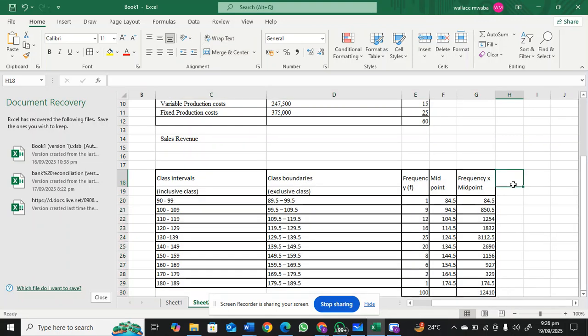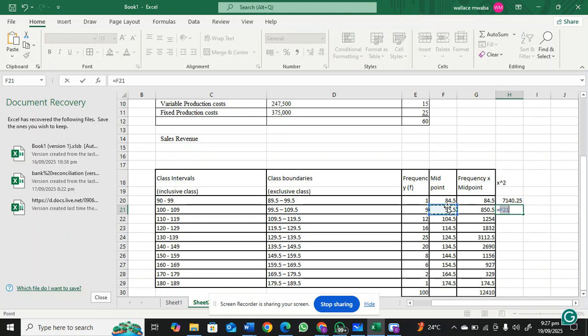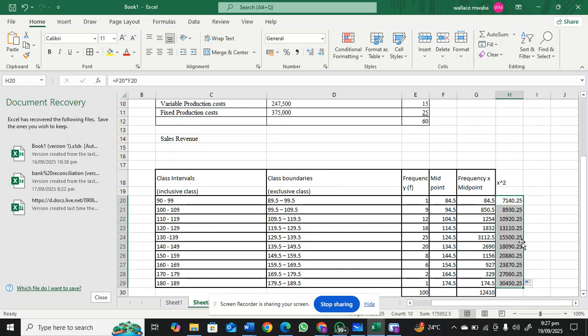So here we have x squared, which is our midpoint squared. We're going to square each of our midpoints. 84.5 squared, get that number. 94.5 squared, get that number. You square all of these midpoints. 104.5, you square it. 114.5, you square it. 124.5, you square all these numbers.